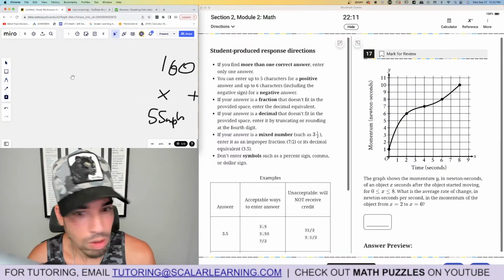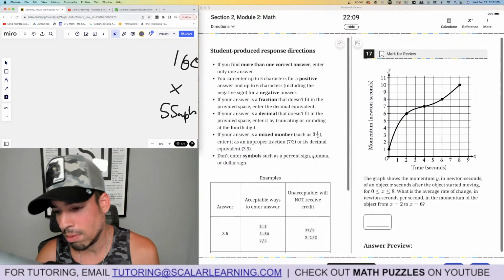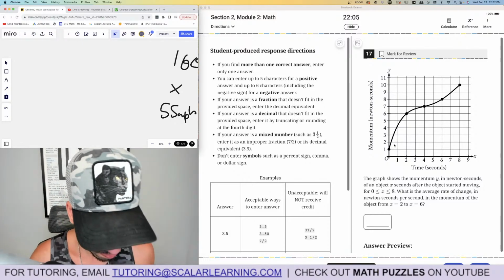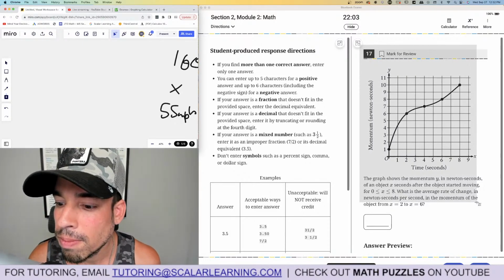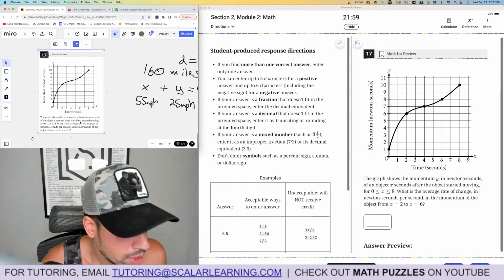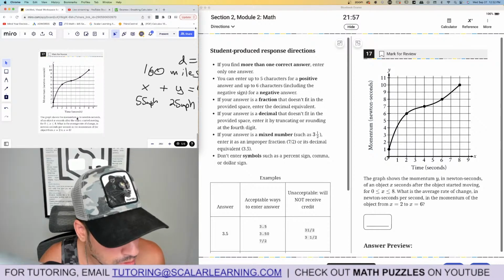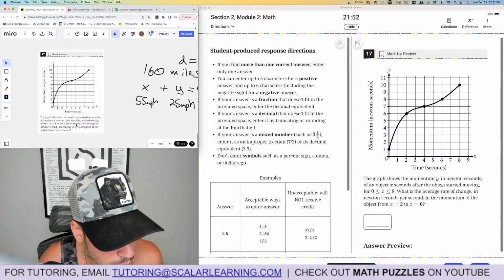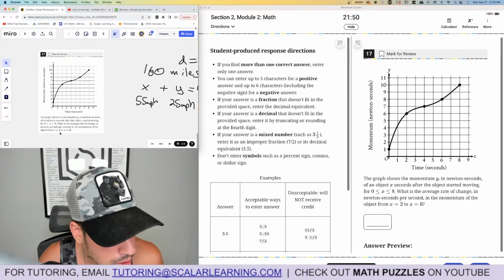17, here we go. Let's see. Graph shows momentum, I'm trying to read around the mic. Let's pop this over here. Okay, the graph shows the momentum, y newtons per second, as the object started moving from x equals 0 to 8. What is the average rate of change in newtons? Okay, from 2 to 6.